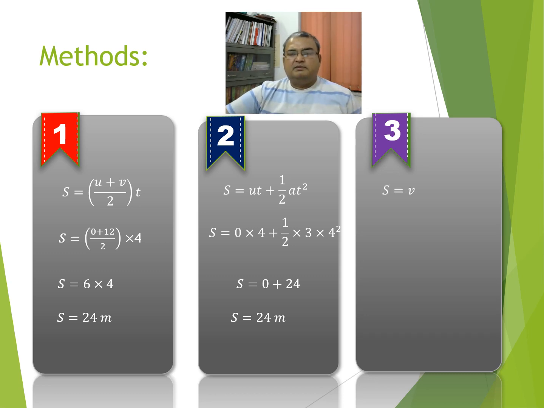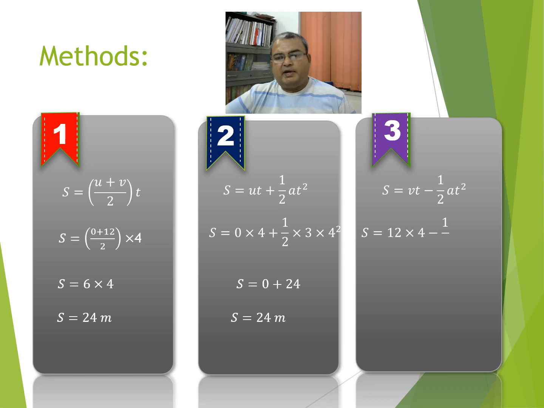Now we will try the next method. That is s equal to vt minus half at square. Substituting the values, s equal to 12 multiplied by 4 minus half, acceleration is 3, multiplied by time 4 square. Now we will sort it out. You also can try. This is 48 minus 24, meaning again you are getting 24 meter. Isn't it? You can see in all three methods we are getting the same answer.